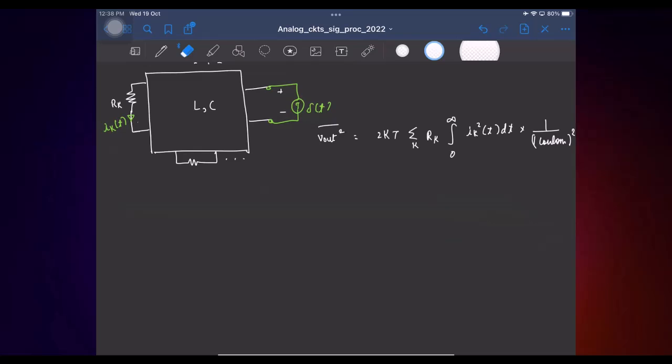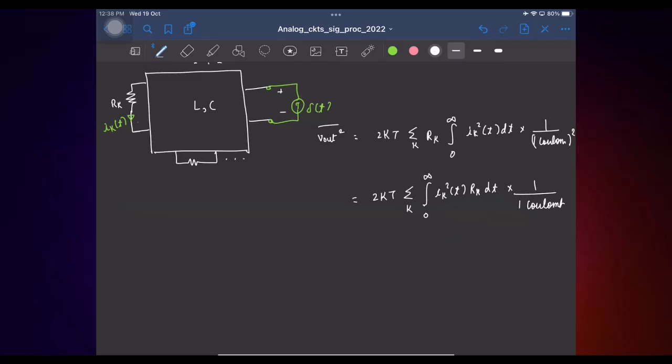Cool. So let me make some changes to this. So this is 2kT summation over k of the integral of I_k squared of t times R_k dt. Fine. So what is I_k squared times R_k? This is the power dissipated at a time instant t. I am integrating this from 0 to infinity. That's the total energy dissipated in this resistor R_k. So what is this entire thing?